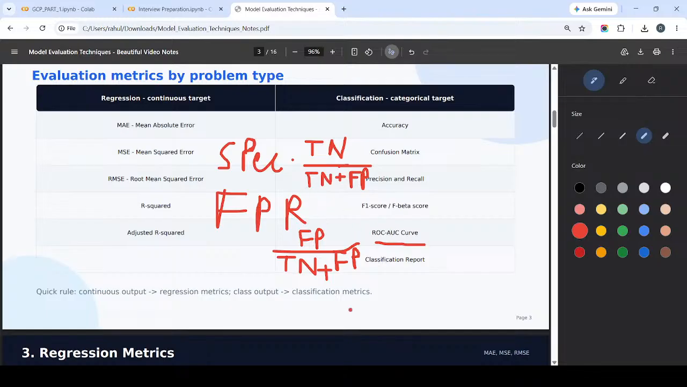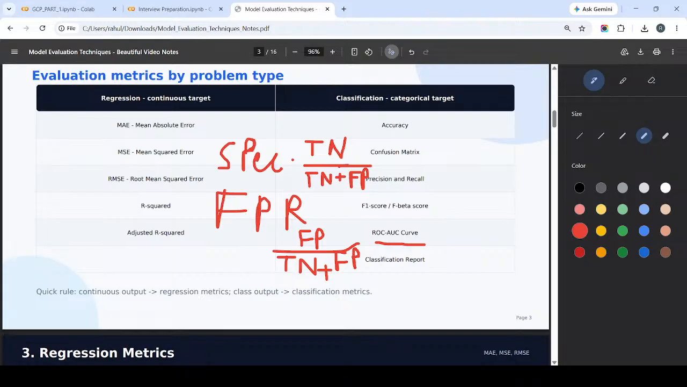So this is the thing. Okay, so now comes our most important part, that is the ROC AUC curve. So what is the full form of ROC AUC? It is receiver operating characteristics area under the curve. That is the ROC AUC curve.